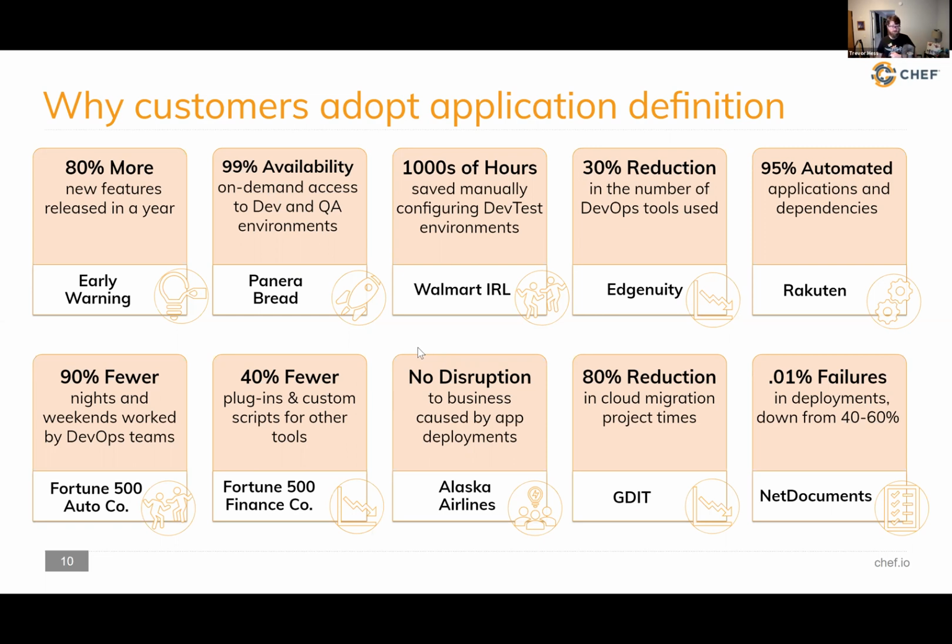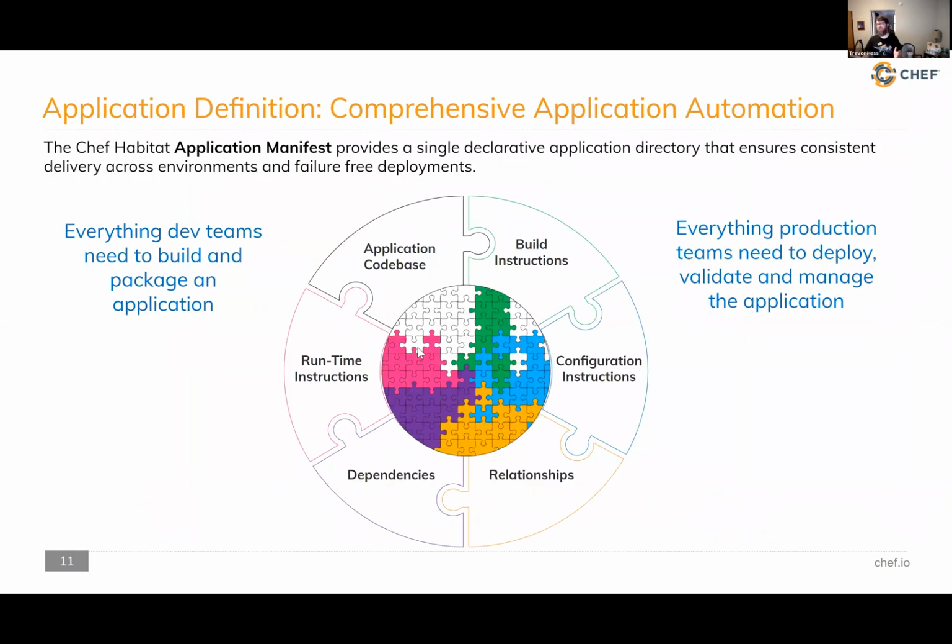If we go forward, what does this look like? So when you've put an application into the world of Habitat, you're going to create an application manifest, which is going to be a single declarative application directory that lets you provide consistent and clear definitions for the different stages of your application going from being constructed to being in production and operating.